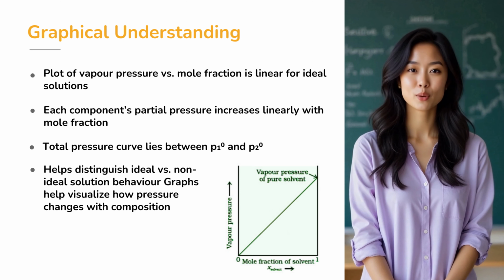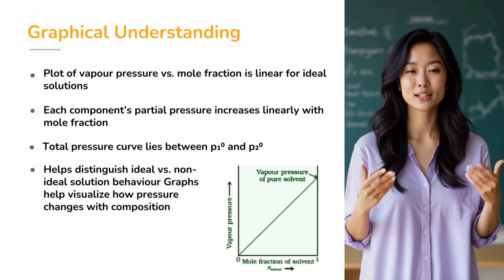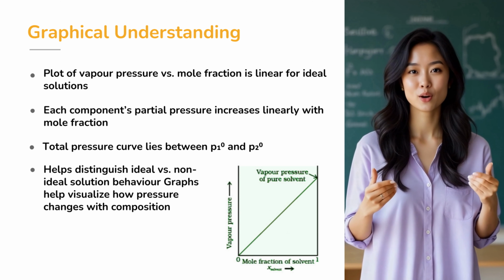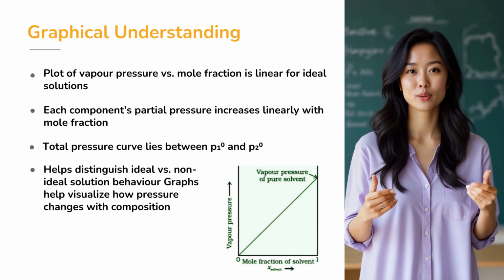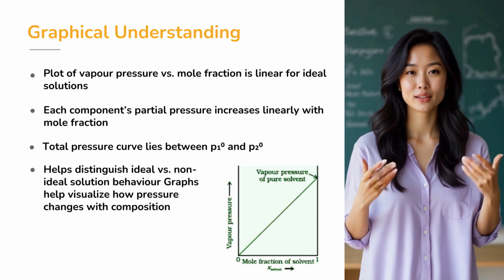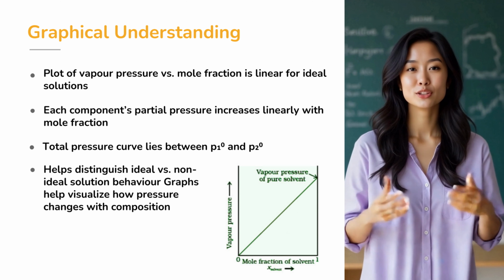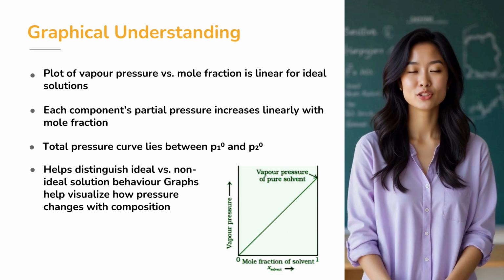When we plot vapor pressure against mole fraction, here's what we observe. For an ideal solution, the graph is linear. Each component's partial pressure increases linearly with mole fraction. Total vapor pressure lies between the two pure component pressures. This helps us visually understand the behavior of ideal and real solutions.